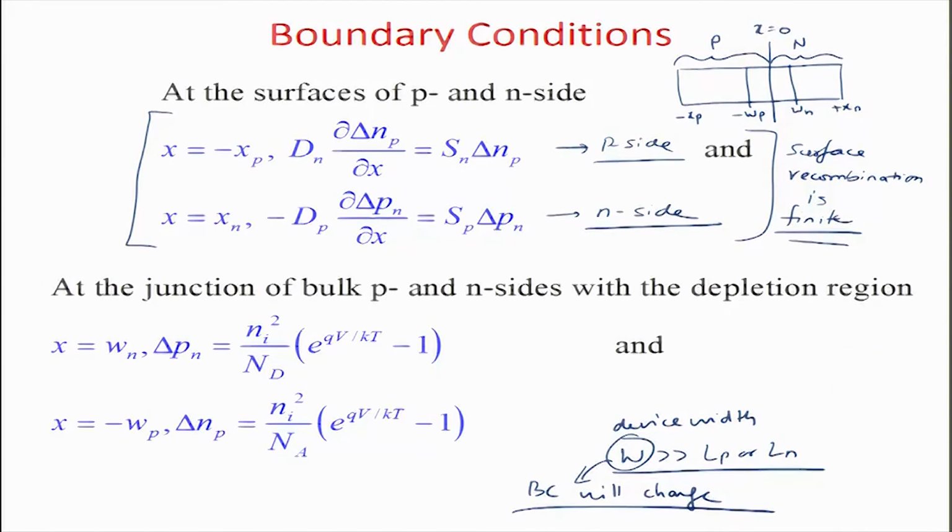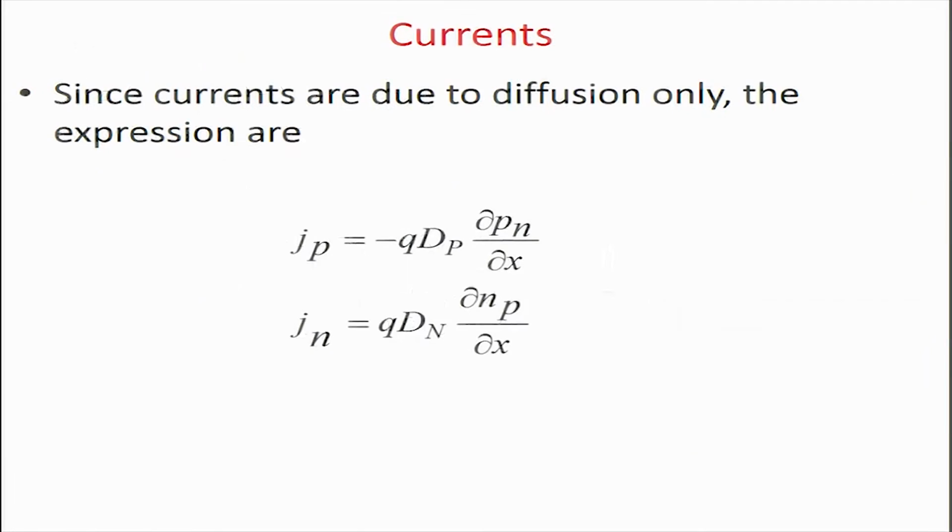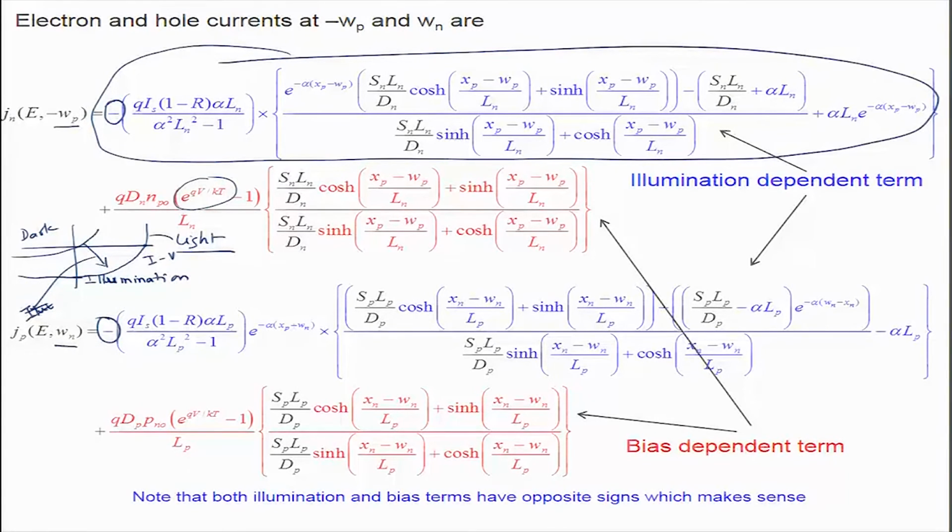So this is for a more realistic condition of having a device. As I said, the good thing about this expression is that it gives you two terms. One is the illumination dependent term, second is the bias dependent term. The illumination term is negative in nature, the bias dependent term is positive in nature. So at 0 bias, whatever current you get is because of illumination. Okay, and as you increase the bias, the current reduces and it becomes 0 at a certain bias when both of these terms cancel each other for both electron and hole currents. So this is what we obtain from this expression.